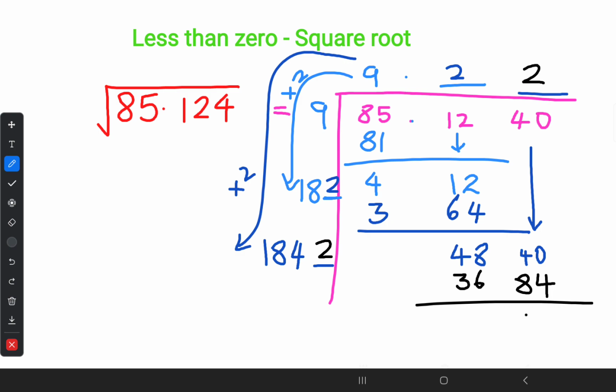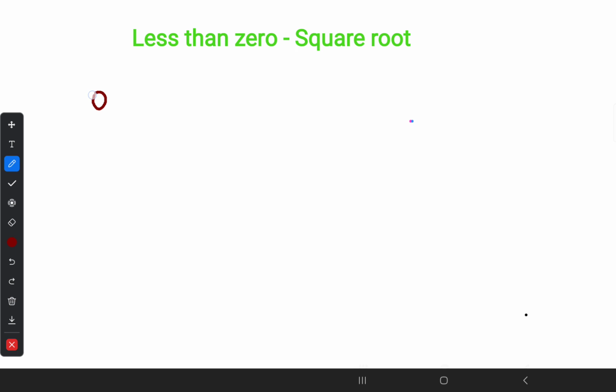Let's find that remainder. So 9.22. This is the square root value for 85.124.